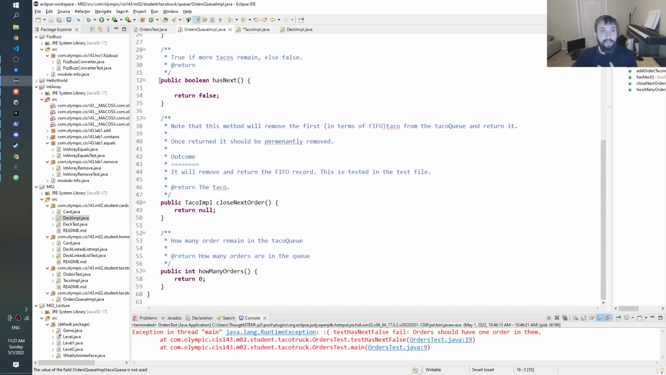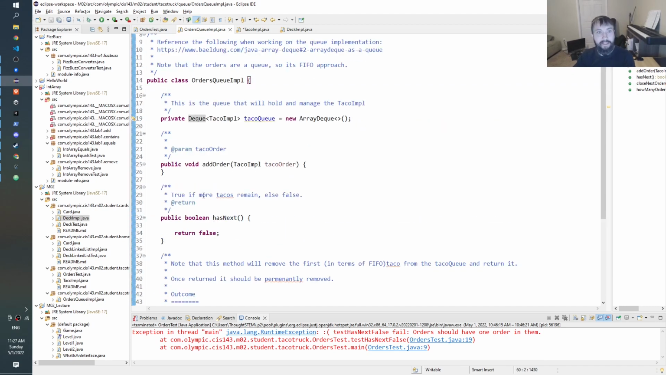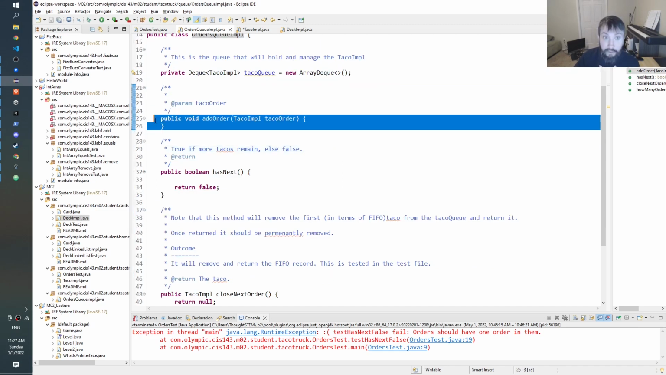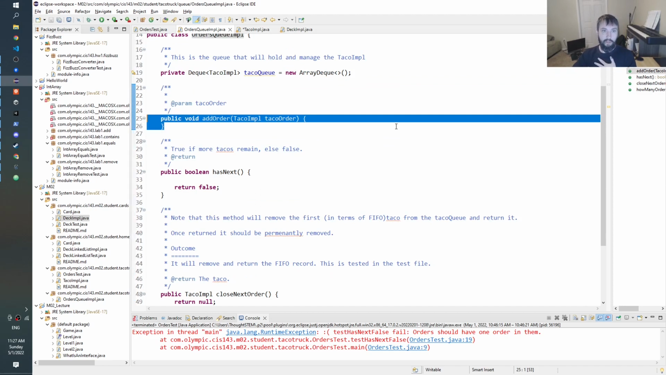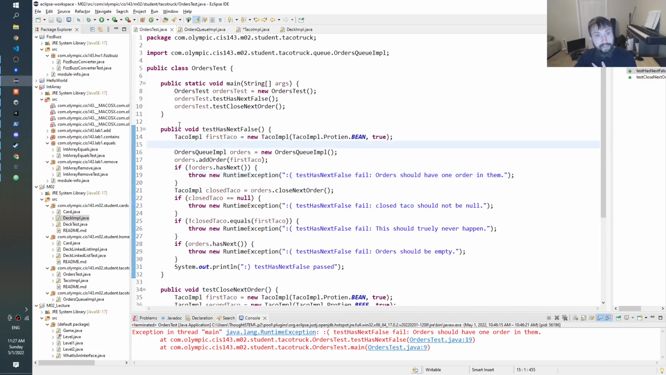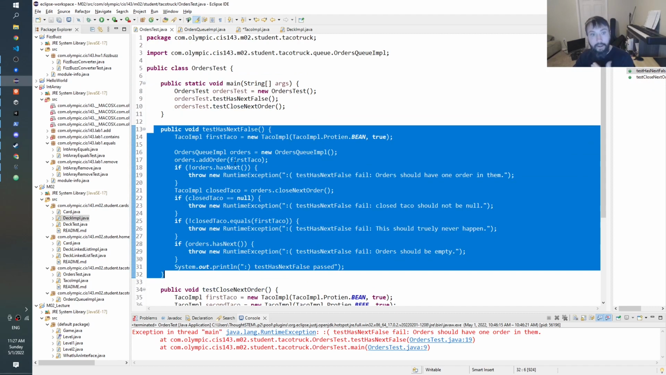but it only provides for anyone who uses an OrderQImpl these public methods: hasNext, close, next order, and how many orders. So only three methods. So it really simplifies from the outside. Anyone using an OrderQImpl doesn't have to worry about all of the complexity of a deck. They just, I forgot about this one, add order. That is also one of the public methods. Anyway, so the four public methods, and then OrderTest has this algorithm that tests some of those.